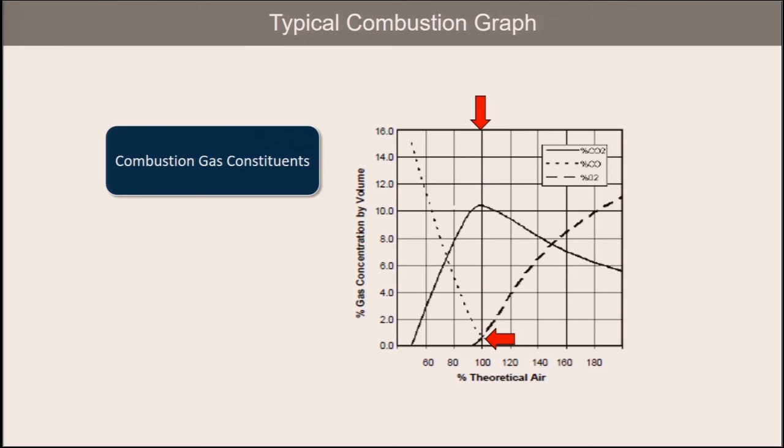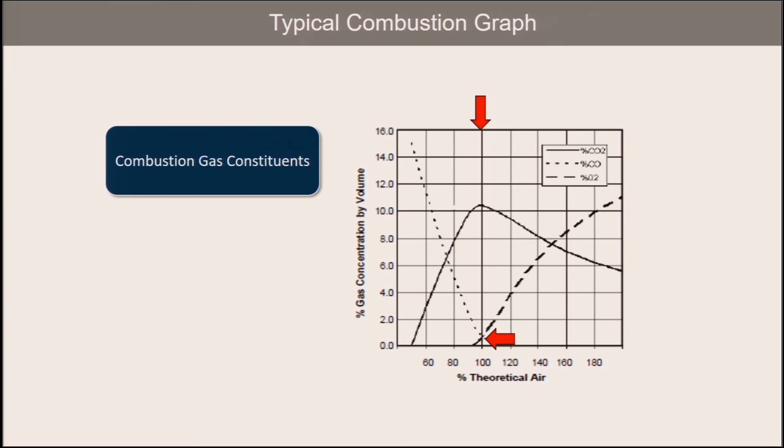Now, by the way, we're burning natural gas in this example. Okay, now refer to the solid black line. It represents the carbon dioxide being generated, which at maximum with natural gas is 11%. Now look at the dashed line. That's the amount of excess air, also referred to as excess oxygen. 15% excess air is the same as 3% O2. And then we have the dotted line representing carbon monoxide, CO.